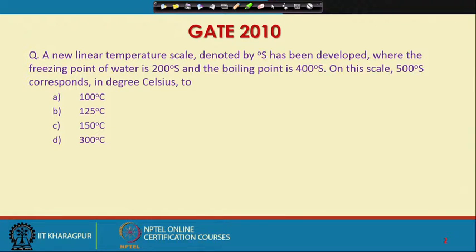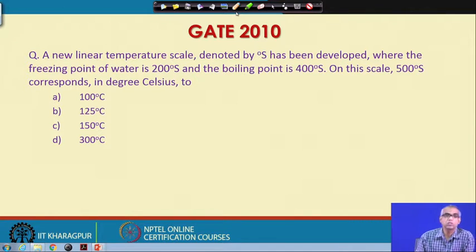A simple question: a new linear temperature scale denoted by degree S has been developed where the freezing point of water is 200 degree S and the boiling point is 400 degree S. On this scale, 500 degree S corresponds to what in degree Celsius: 100, 125, 150 or 300 degree Celsius? So, the new temperature scale is a linear scale. So, linear interpolation will hold true. So, you can easily answer this question by making use of linear interpolation.